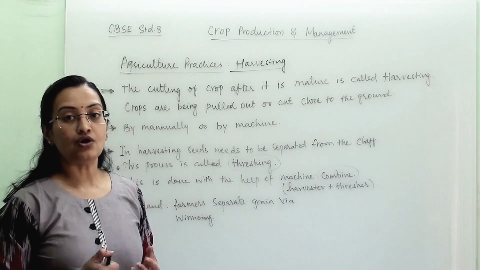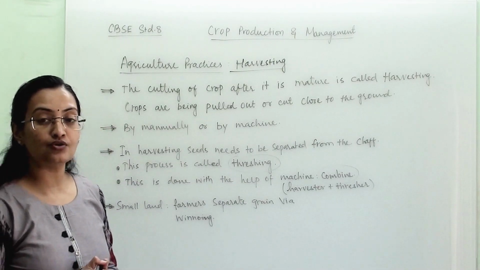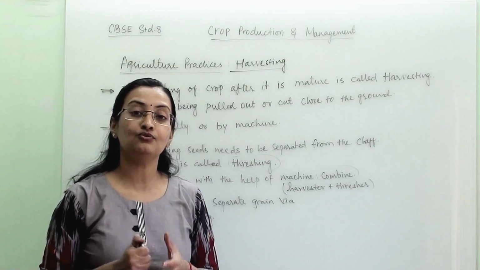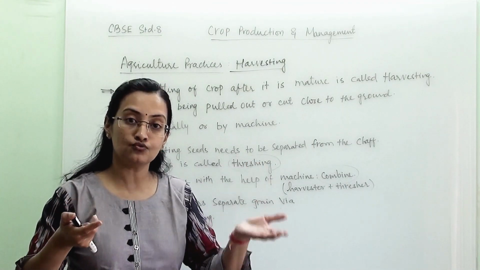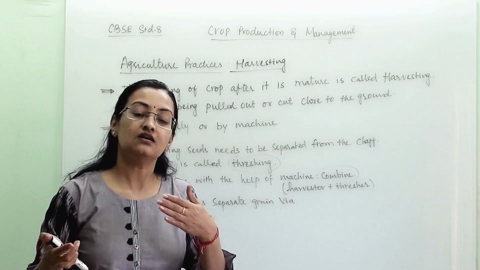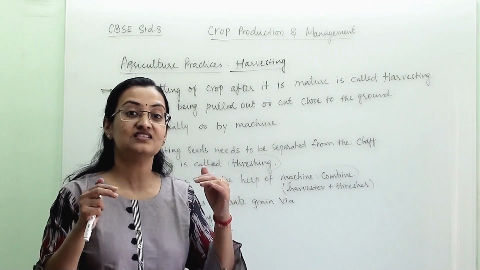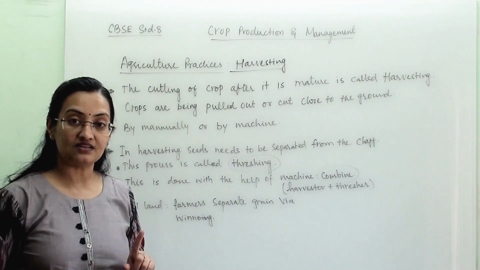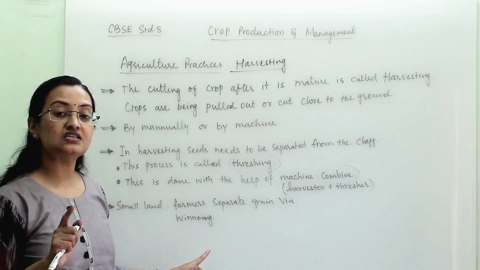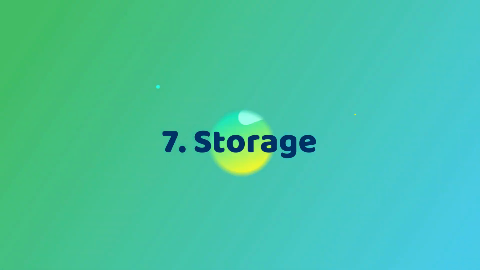Now the farmers who have small land use the winnowing technique for the separation of the seed. We already know what winnowing is. We do winnowing with the help of the wind: from a height, the person allows seed and husk to fall down. With the wind, the husk will go away and the seed will fall down. After that they will collect the seed. So that is the method of winnowing. Winnowing is done with the help of wind.